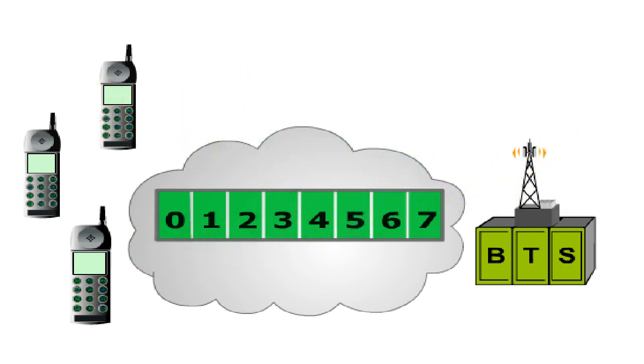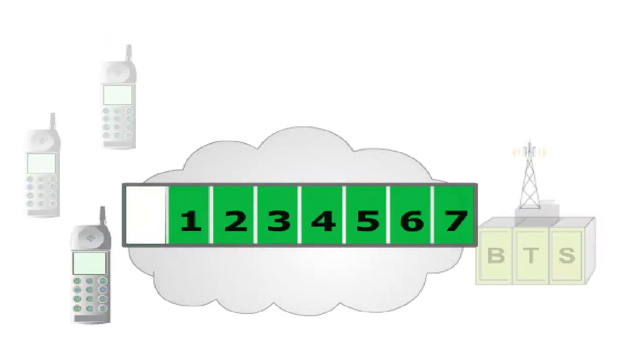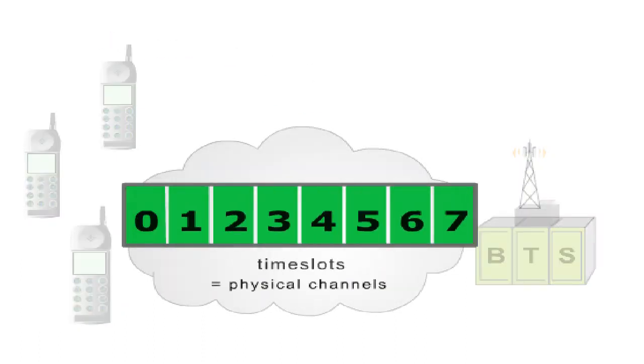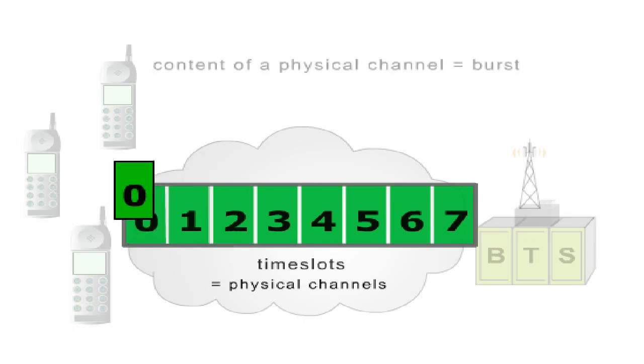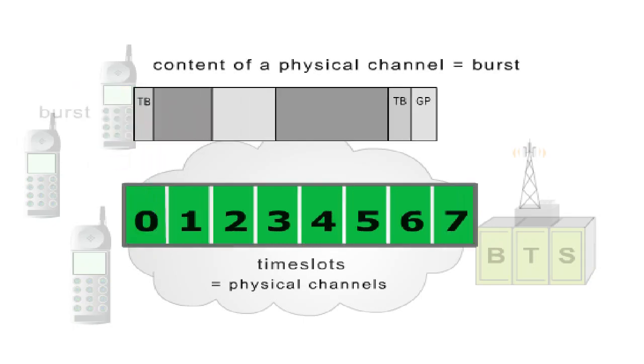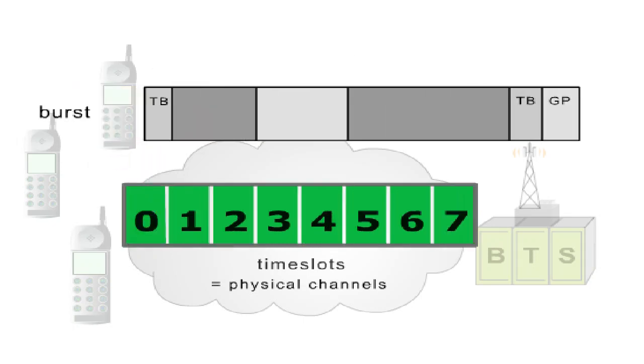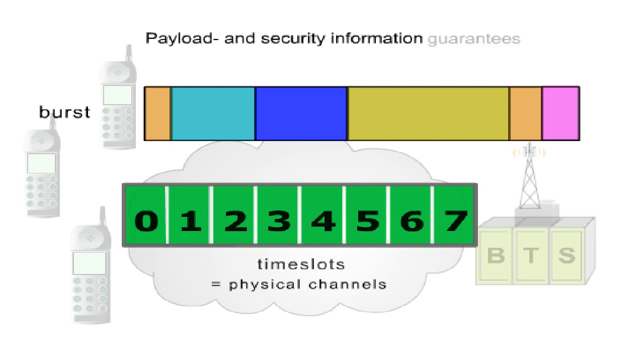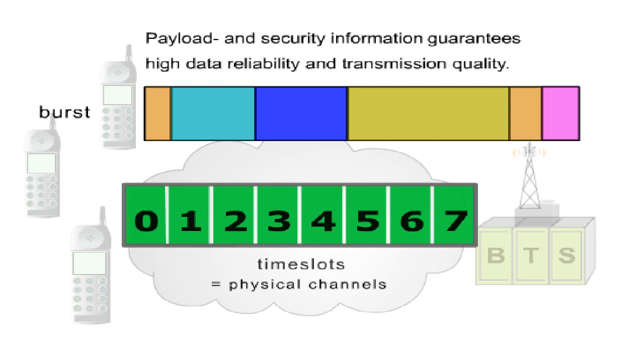Therefore, each mobile station sends its digital voice data at regular periodic intervals, using a different time slot to the other mobile stations within the same cell. The medium for this transmission process is the time slots or physical channels. The content of such a channel is also known as a burst. Bursts consist of different data blocks containing payload as well as security information to guarantee high data reliability and transmission quality.